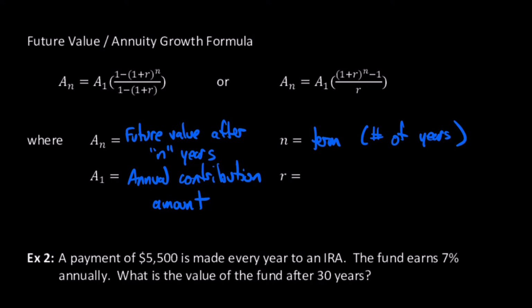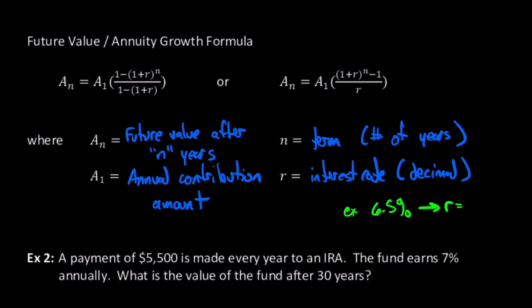And R is simply our interest rate. And that's going to be a decimal. And a quick example of that is 6.5%. R would be 1.065. So it really is helpful if you know how to convert from a percent to a decimal quickly.